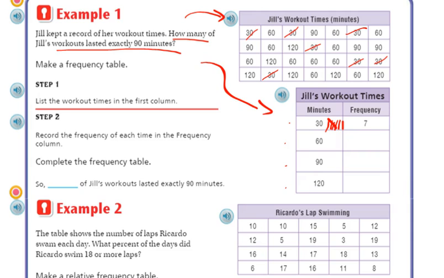So go ahead and pause the video and fill in your amounts for the remaining minutes of that frequency table. All right, so you'll notice we had 11 60-minute workouts, 4 90 minutes, and 6 for 120. So that is the completed table. Make sure your values match. Now, to answer the question here after we completed the frequency table, we would say, well, how many of Jill's workouts were 90 minutes? And we'll notice that there were 4. So 4 of Jill's workouts lasted exactly 90 minutes.